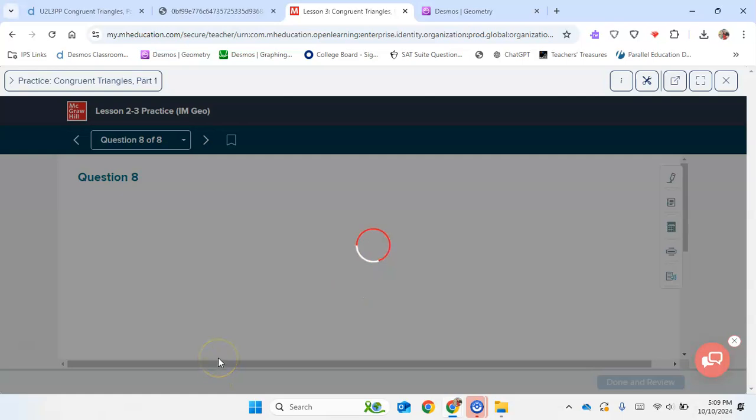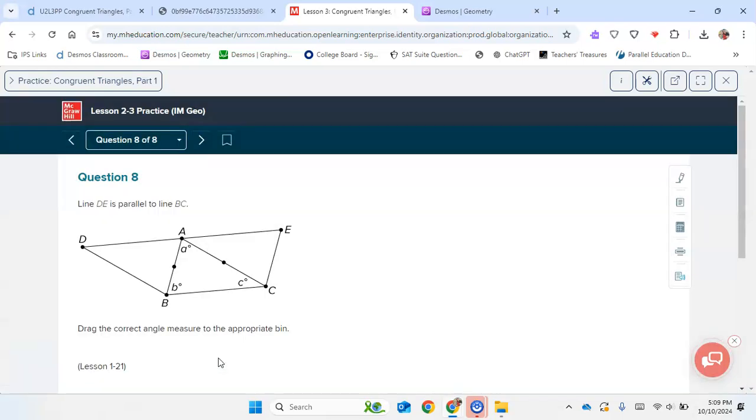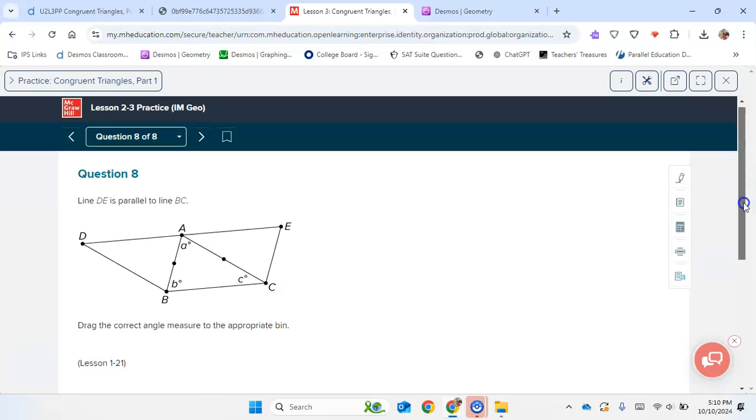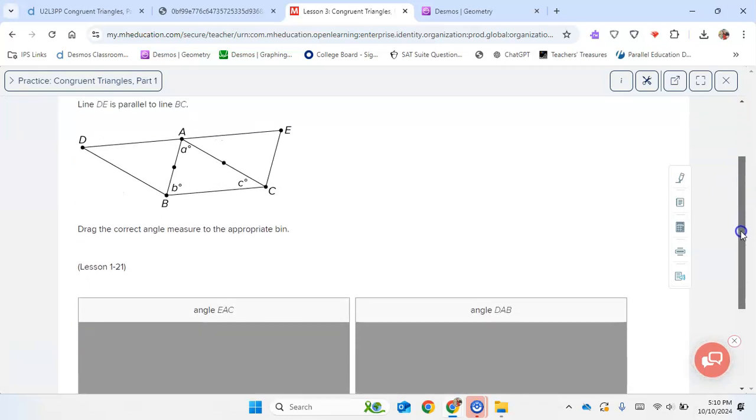Question 8. Drag the correct angle measures to the appropriate bends. Line DE is parallel to line BC. So we're going to use alternate interior angles to show that angle EAC, that is the acute angle in this triangle, is congruent to angle C because they are alternate interior angles. They're on the inside of the parallel lines and on the alternate side of this line. So EAC is congruent to angle C.